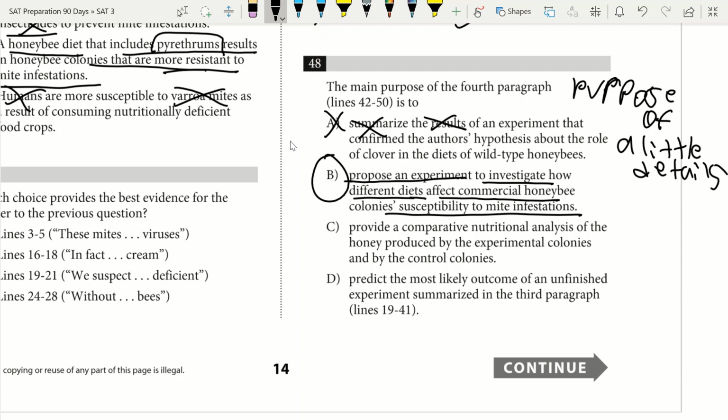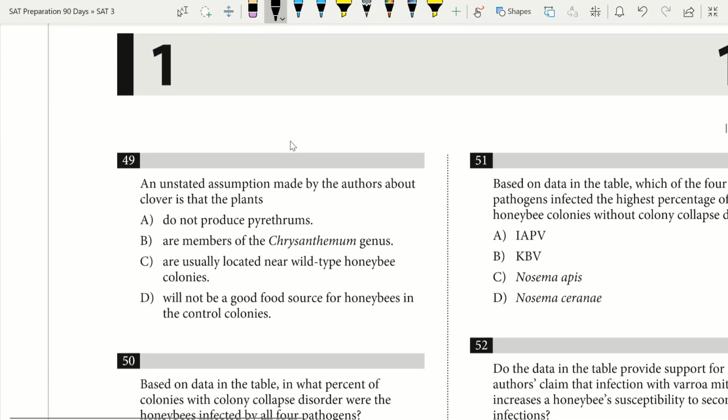As far as C, providing a comparative nutritional analysis of the honey produced, we're not tracking the honey produced and what nutrition it has, so C is incorrect. D, predicting the most likely outcome of an unfinished experiment. We're not predicting the likely outcome of it, we're just describing its setup there. So that's why D is incorrect.